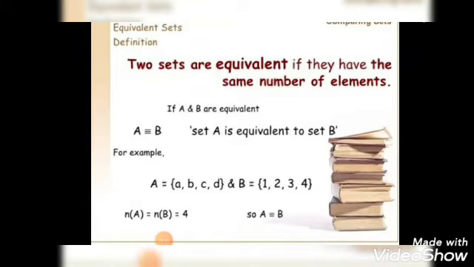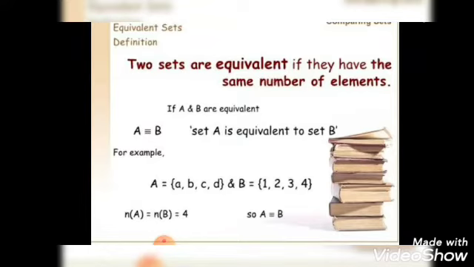For example, set A is equal to {A, B, C, D}. Set B is equal to {1, 2, 3, 4}. How many elements are there in set A? 4 elements are there. How many elements are there in set B? 4 elements are there. So set A contains 4 elements, set B contains 4 elements. Same number of elements is there. So these two sets are called equivalent sets.